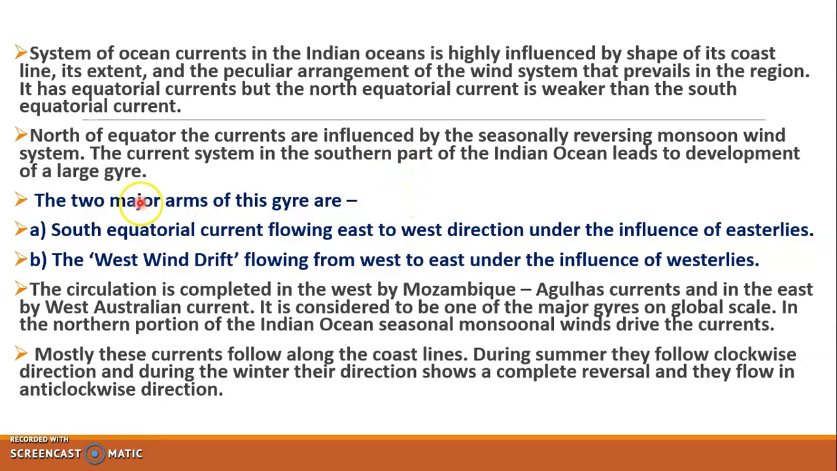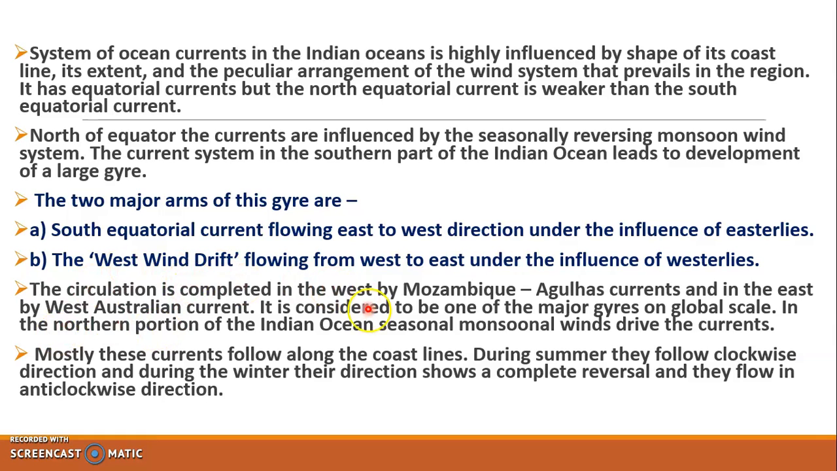Okay. Now there are two major arms of these gyres. First is the south equatorial current flowing east to west under the influence of easterlies, and the west wind drift flowing from west to east under the influence of westerlies. So these are the two ways how the gyres are classified. It is very simple to remember. If you take east to west, we will call it easterlies, and from west to east you will call it westerlies. Okay, and west wind drift will be the name of the gyre.